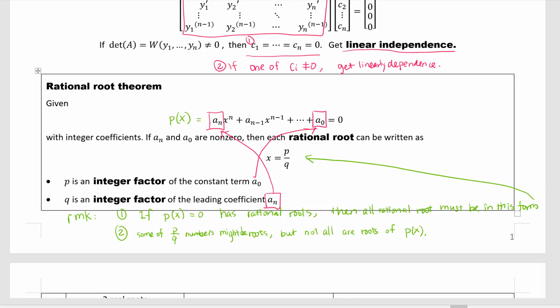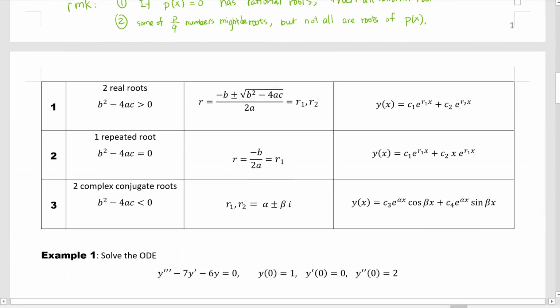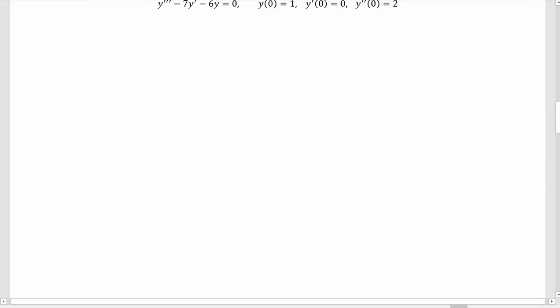All right. After that, this is a table of what we learned in section 5.1. We learned how to solve the second order linear ODE with constant coefficients based on whether the roots of the characteristic equation are two distinct roots, one repeated root, or two complex conjugate roots. So here are the formulas for that.